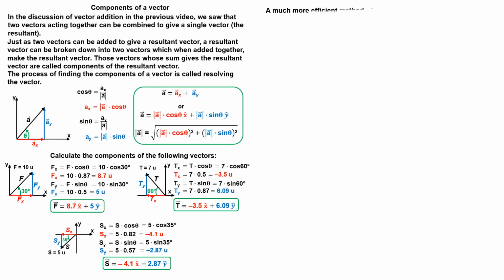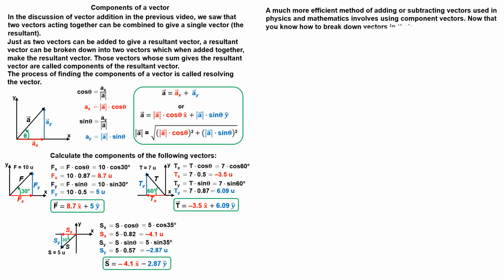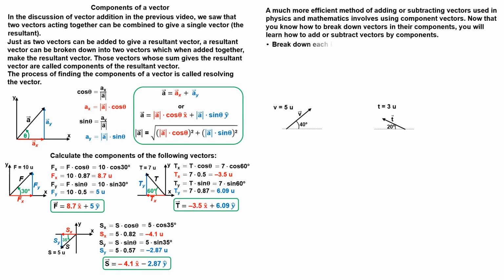A much more efficient method of adding or subtracting vectors used in physics and mathematics involves using component vectors. Now that you know how to break down vectors in their components, you will learn how to add or subtract vectors by components. Suppose we want to add up two vectors to find the resultant vector, such as the vectors v and t. First, we must break down each individual vector into its components. Pay attention.